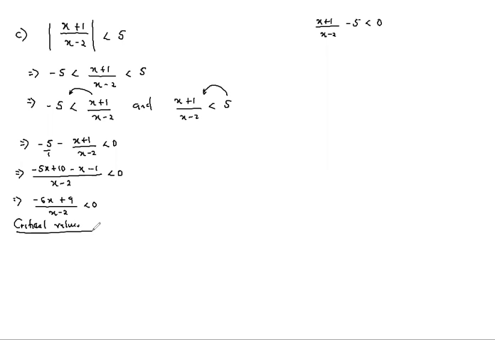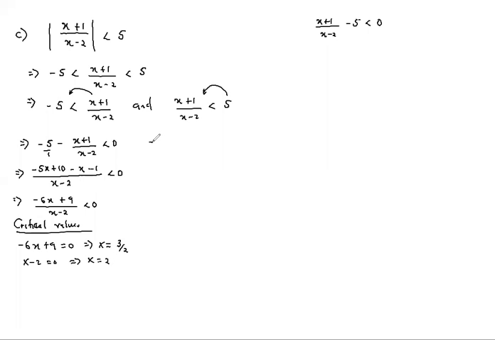Okay. So negative 6x plus 9 is equal to 0 implies that x is equal to 3/2. And x minus 2 is equal to 0 implies that x is equal to 2. And then you can use a number line, or you can use a table. I like using the table.